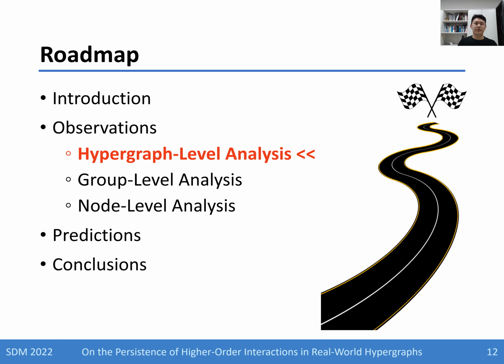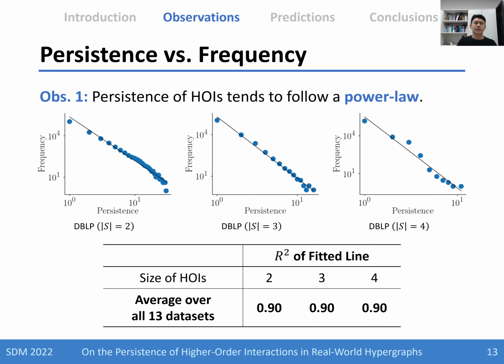Let me present what we examined about the persistence of HOIs at the hypergraph level. We measured the persistence of each HOI over the first 30 time units after its first appearance. Then we computed the distributions of the persistence for each size, 2, 3, and 4, and fit straight lines on log-log scales. The goodness of fit R squared is 0.9 on average over all 13 datasets. That is, the persistence of HOIs tends to follow a power law.